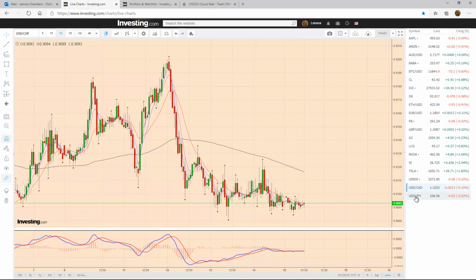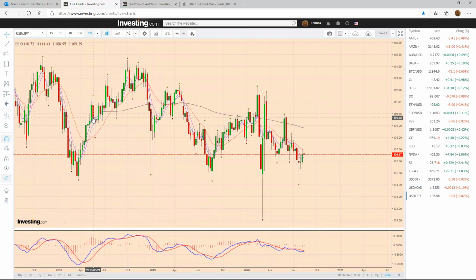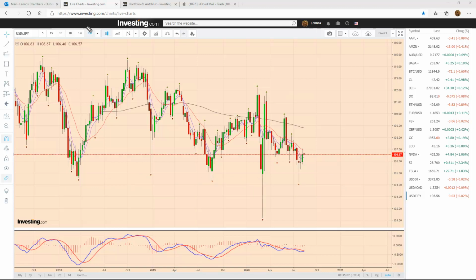Okay, USD Japanese yen, we'll go to the weekly on this one as well. And what we have here also, we've been down, but now we're pushing back to the upside with a little bit of strength in the US dollar against Japanese yen. That's on the weekly time frame, and right across the board, you can clearly see that we're at a support area. We bounced and we're back up.